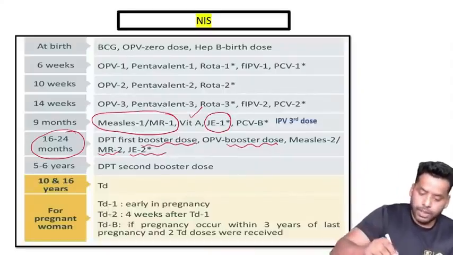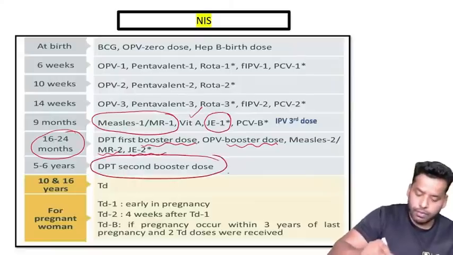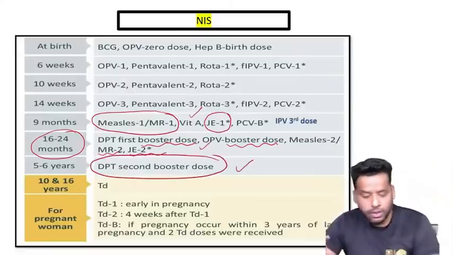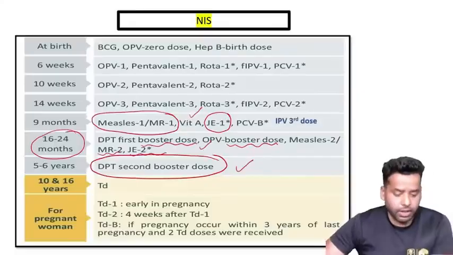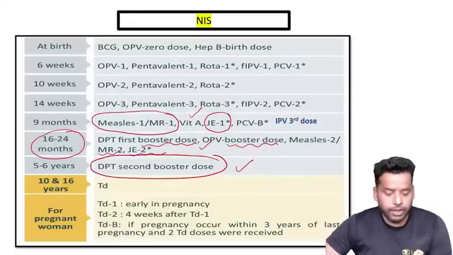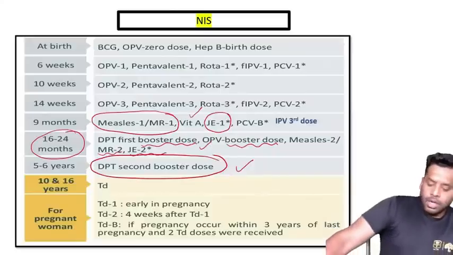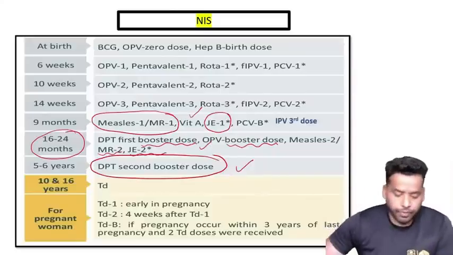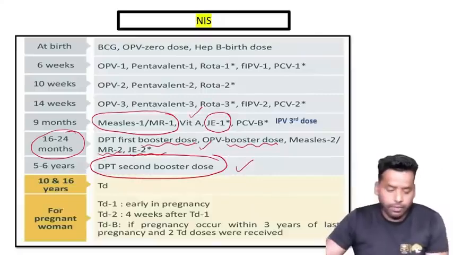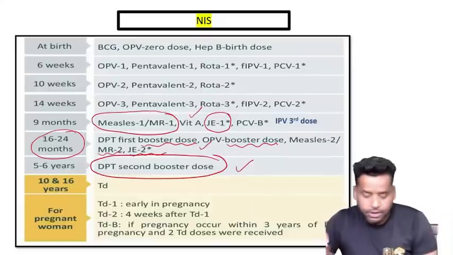Yes. DPT second booster, when is it given? Next question. DPT first booster is given at 16 to 24 months. When is DPT second booster given? 5 to 6 years. Okay, good.